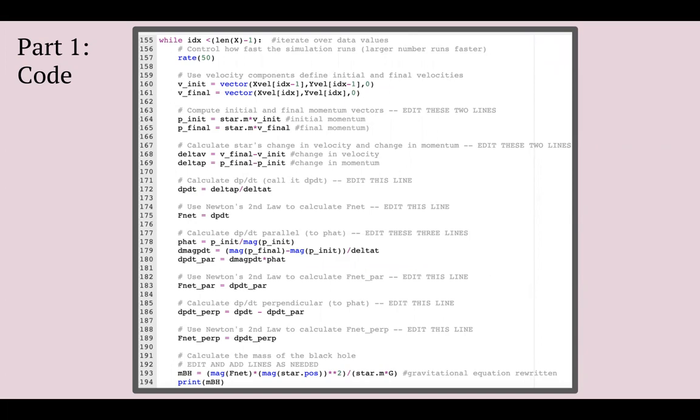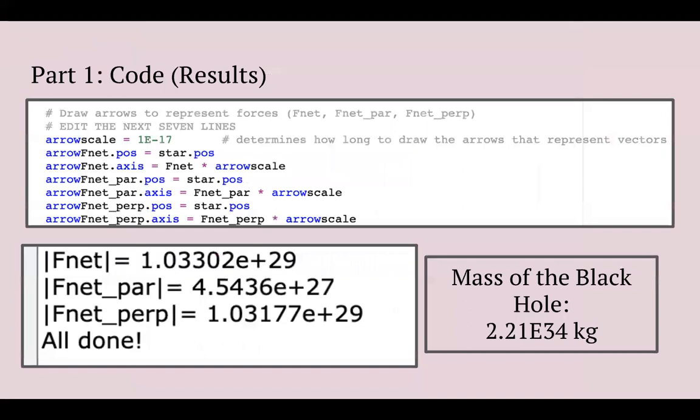Finally, to find the mass of the black hole, we used the force of gravity equation. The last part of my code helped visualize the arrows to represent the forces. My calculations resulted in an F net equal to approximately 1.03 times 10 to the power of 29, an F net parallel equal to approximately 4.55 times 10 to the power of 27, and an F net perpendicular equal to approximately 1.03 times 10 to the power of 29. In addition, my unique black hole mass equaled 2.21 times 10 to the power of 34 kilograms.